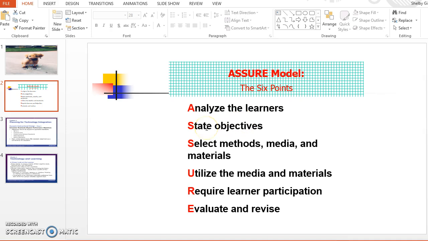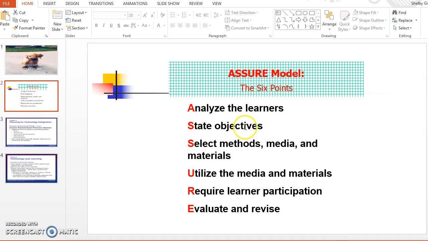The second step involves stating your objectives. And what was really confusing about this is the model doesn't really indicate how long these objectives are supposed to be. Are the objectives a few sentences? Are they a few paragraphs to make the lesson plan effective? You really don't know.